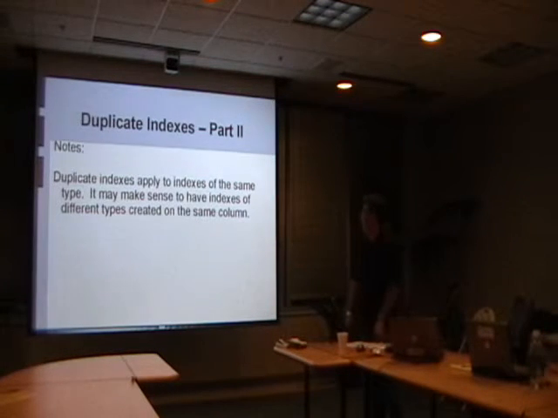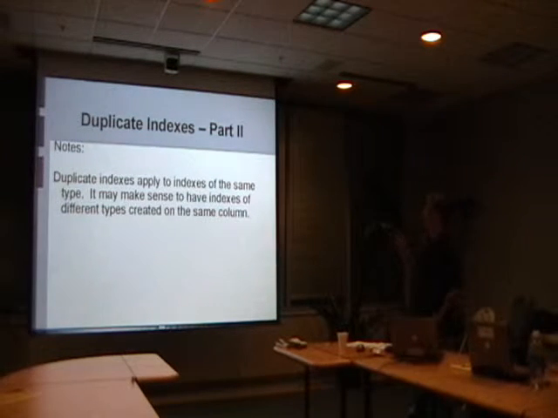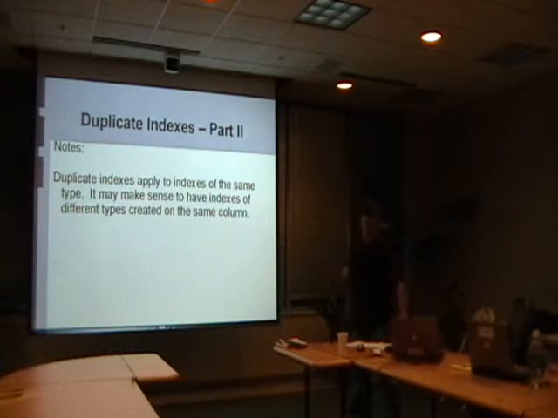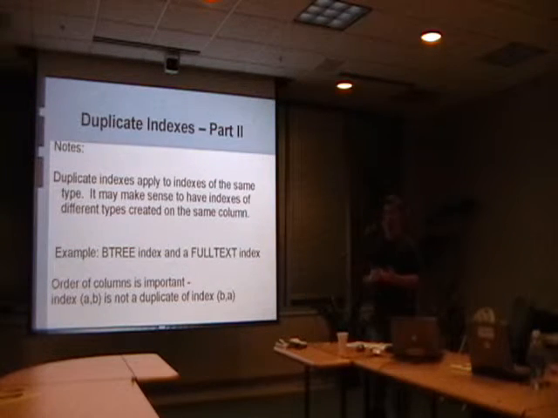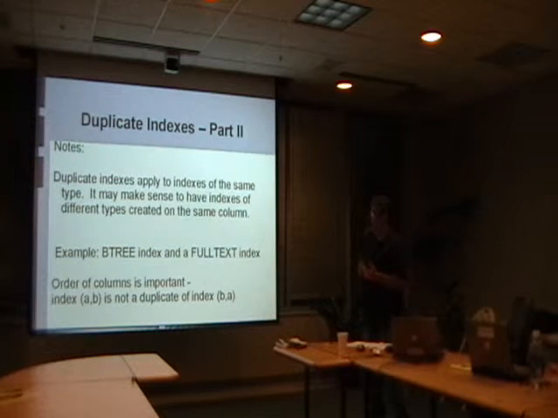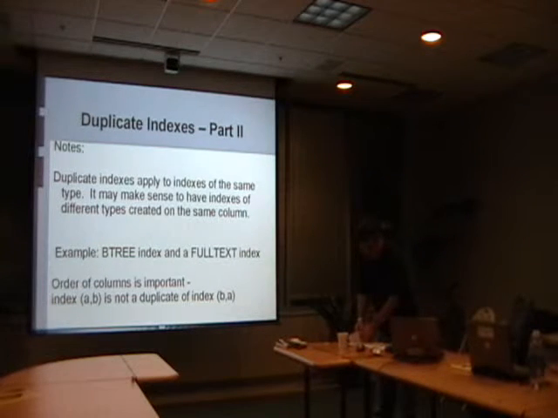Second part to this, I want to point this out real quickly. The duplicate indexes apply to indexes of the same type. It may make sense to have indexes of different types created on the same column. Another is called full text. Okay? You might want to have a B tree and a full text index. That may make sense in certain places. You may not want to do that right now, but it is something you can keep in mind. Look at index column order, it is important. I mentioned this: index AB is not a duplicate of index BA. Those are actually two different indexes, and they're useful for two different things. Okay?